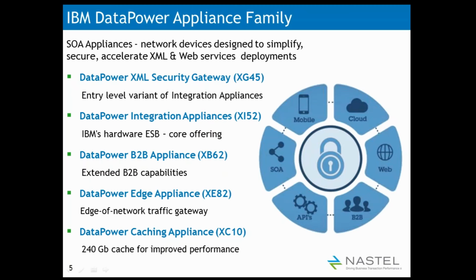Now, in addition to these three principal variants of the DataPower family, we also have the Edge Appliance, which IBM calls an Edge of Network Traffic Gateway. Its principal function is that it acts as a reverse proxy for web applications. And then we have a Caching Appliance that adds elastic caching, and that helps us get better scaling and improved application performance from industry applications.